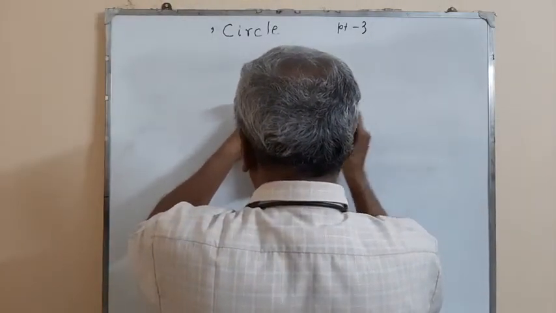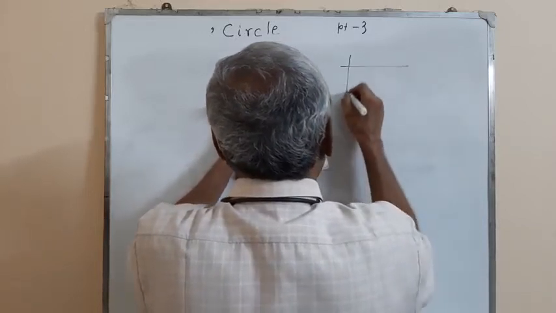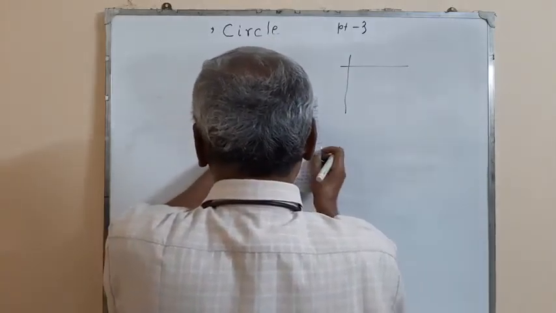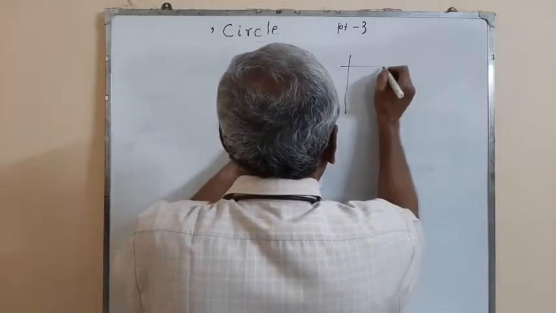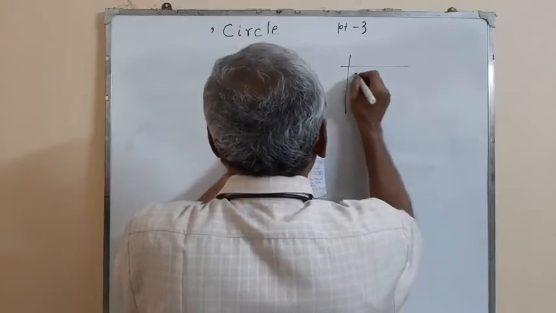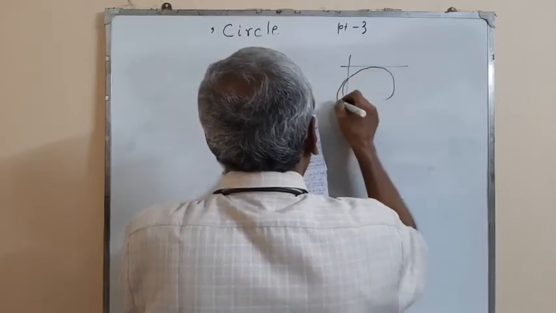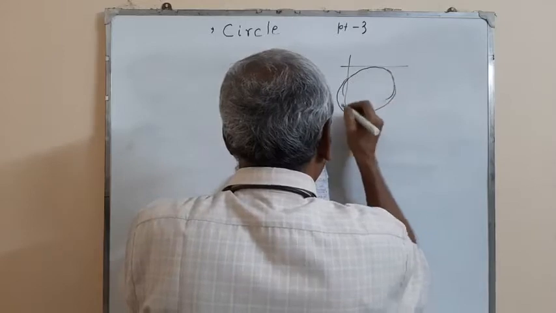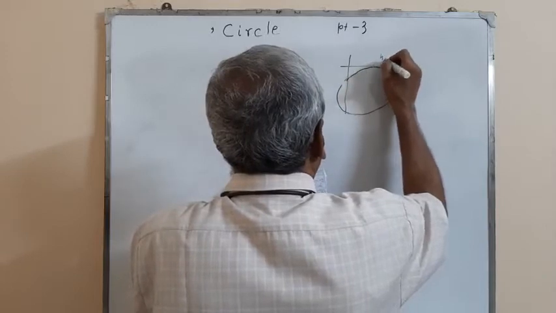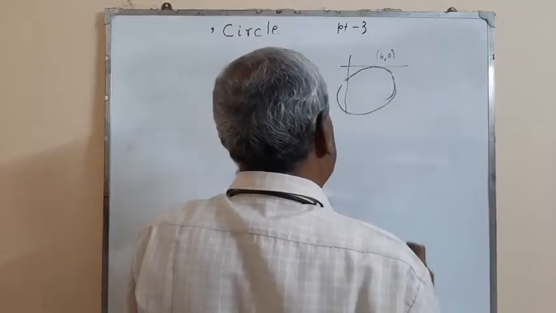if we draw it, the center of the circle lies in the fourth quadrant, and it touches the x-axis at (4, 0) and makes an intercept of 6 units from the y-axis. Suppose this is a circle. It touches the x-axis at (4, 0), and meets the y-axis at a length of 6 units.